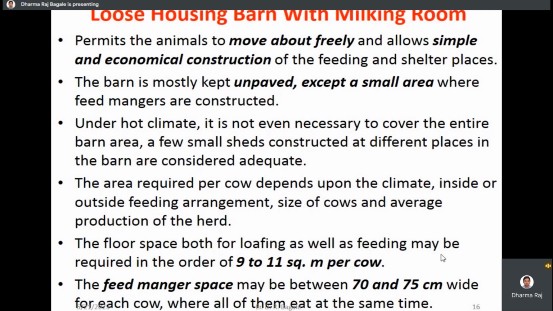Under hot conditions, it is not even necessary to cover the entire barn. Only a few sheds are constructed. Sometimes we have to protect the animal from hot wind, but in that condition also, this is not preferred.